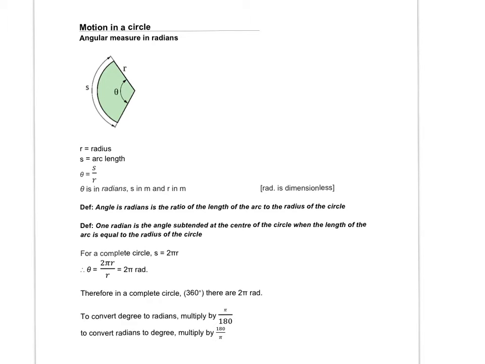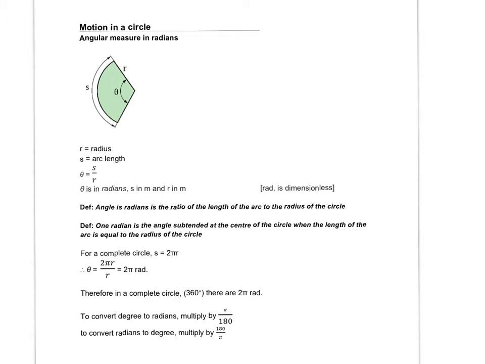When we measure this angle, we can use the SI unit called radians. So how do we get 1 radian? Remember, this is what you learn in your additional maths: the angle theta in radians is defined as the ratio of the length of the arc to the radius. Therefore, the definition of 1 radian, which is required in your syllabus, is that you get 1 radian if the values of s and r are equal. So it is the angle subtended at the center of the circle when the length of the arc is equal to the radius of the circle.